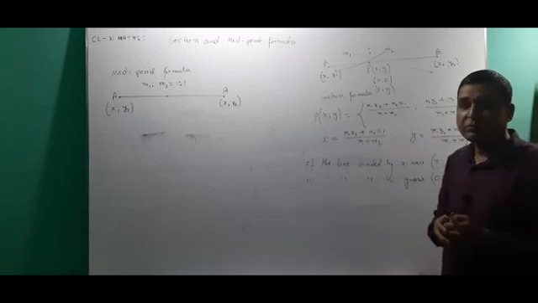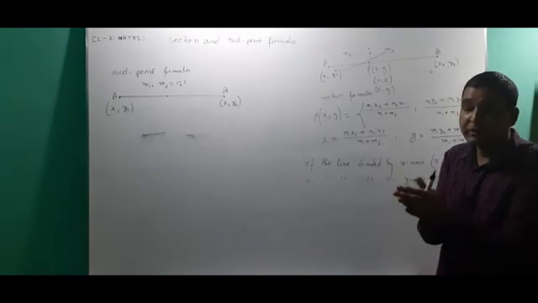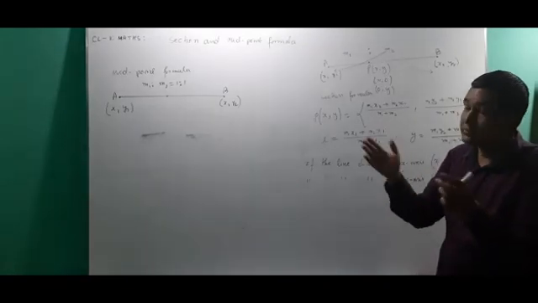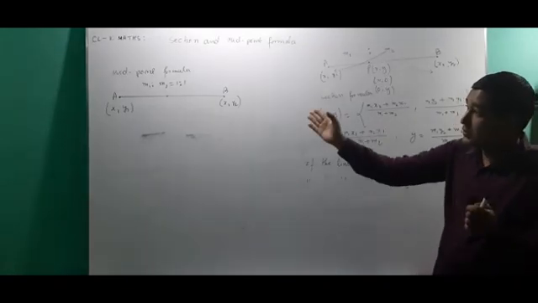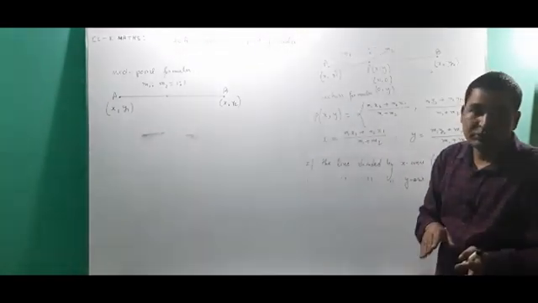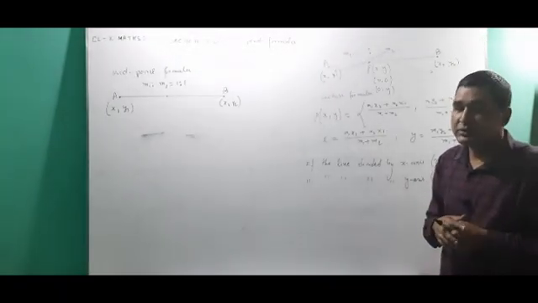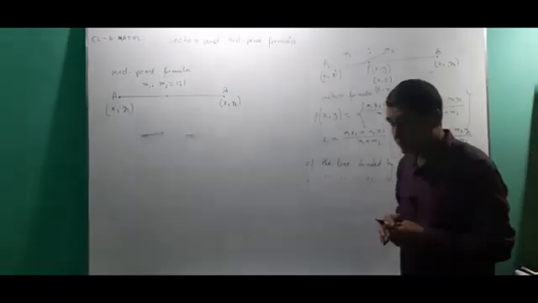That means the midpoint is very easy. It is the sum of the coordinates of the 2 points divided by 2. For the x variable, x1 plus x2 divided by 2. For the y variable, y1 plus y2 divided by 2. The midpoint formula is very easy to remember.